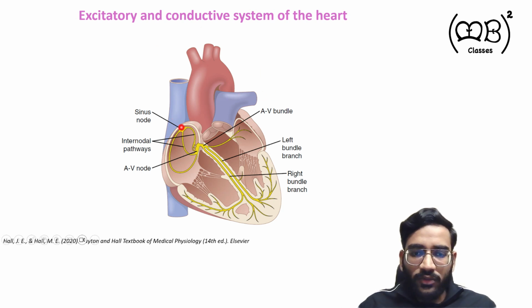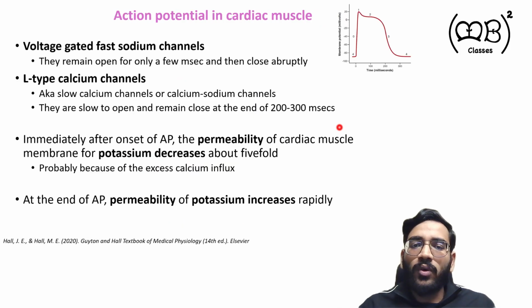So starting with that, this is the excitatory and the conductive system of the heart. So there is an SA node. SA node is connected to the AV node via the internodal pathways. The AV node then branches via the AV bundle fibers into the left bundle branch and the right bundle branch, and then the Purkinje fibers supply the muscles of the ventricle.